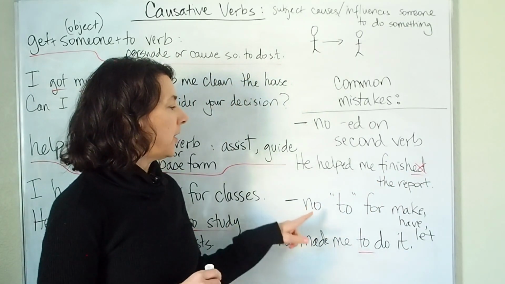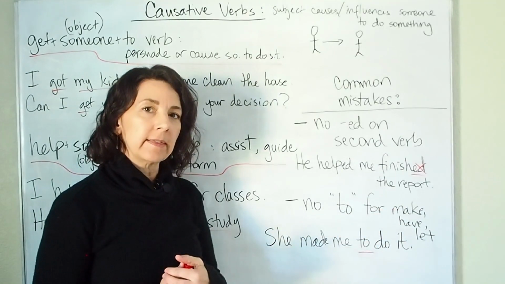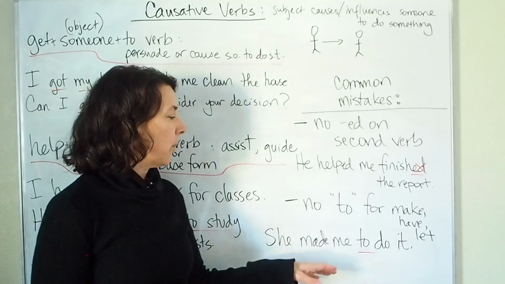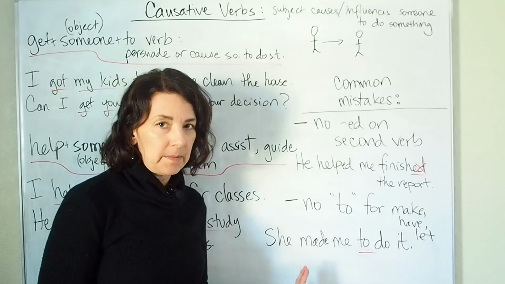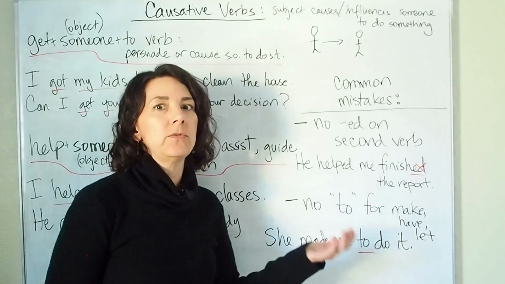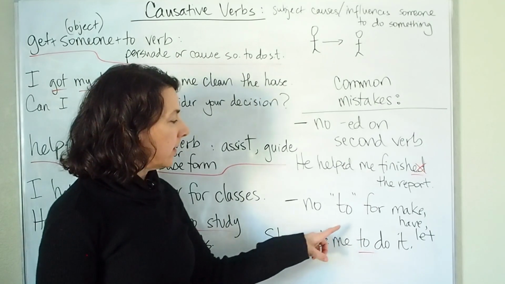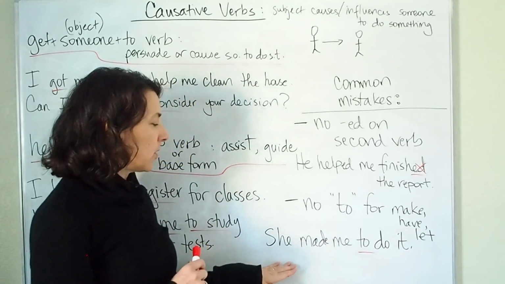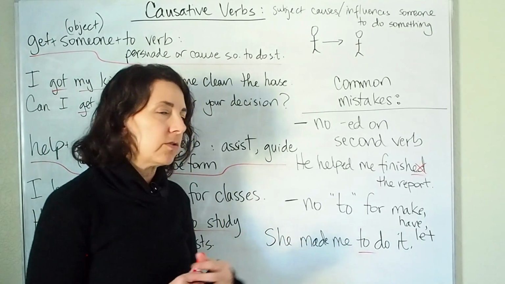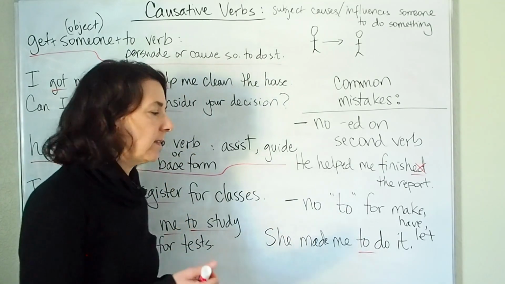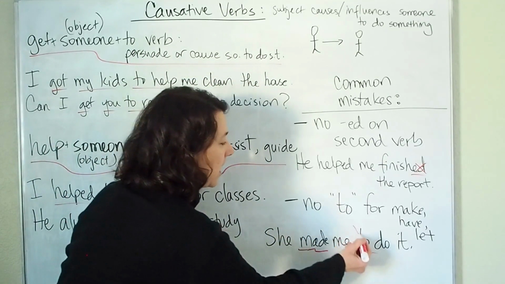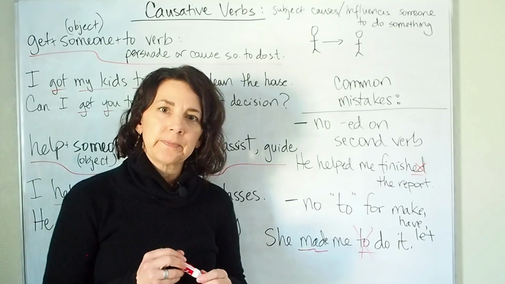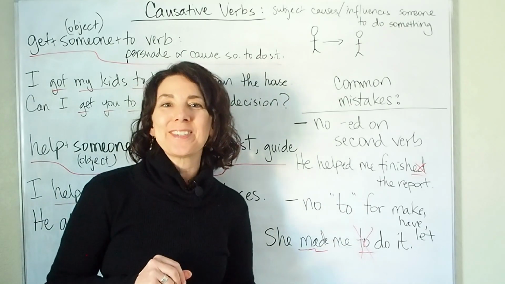In the second one, there is no to for make, have, and let. This is a common mistake because a lot of English learners remember that when we have a second verb, not the main verb, but for example, I want to do something, the second verb, then it's usually the infinitive, but not with these verbs. These verbs don't take to. So if we look at this one, she made me to do it. She made me to do it. That's a mistake. This is the main verb of the sentence, and this verb always is in the base form, no to. Okay, let's look at a few examples, and then we're going to take our quiz.